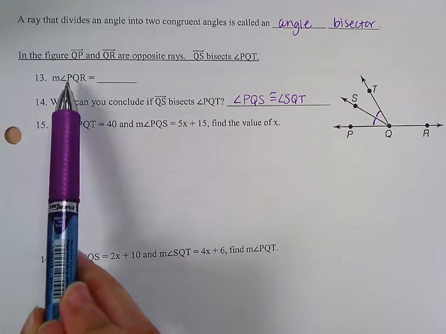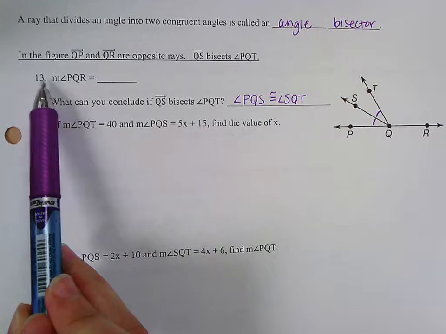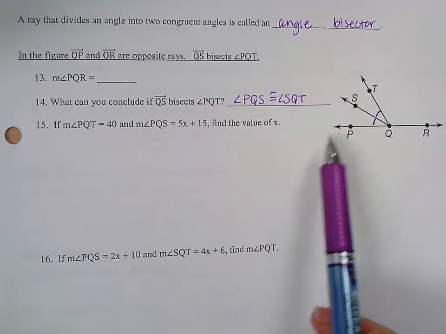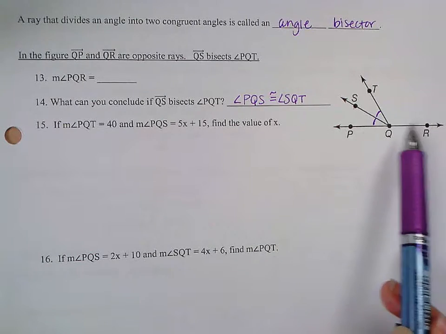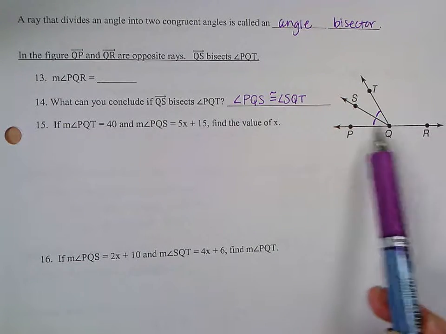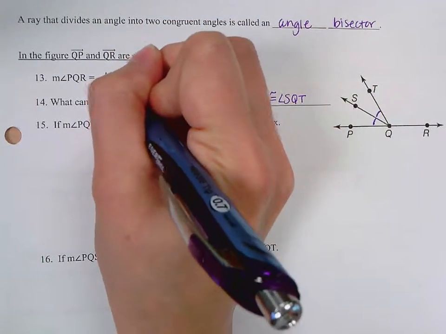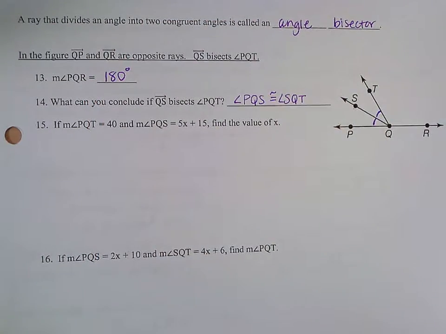If I go back up to 13, it says I'm trying to find the measure of angle PQR. So if I look, PQR is this straight line. So what's the measure of that angle? 180. 180 degrees.